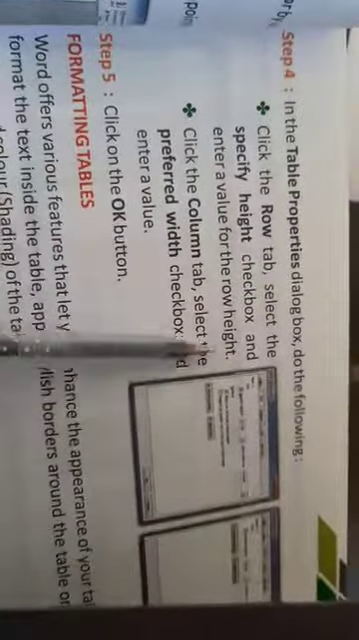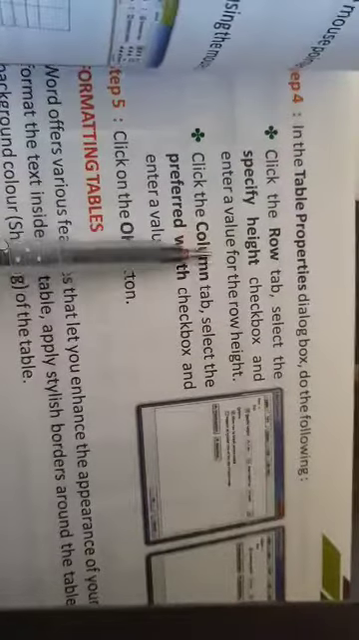Step 4. In the table properties dialog box, do the following. Click the Row tab, select the Specify height check box, and enter a value for the row height.